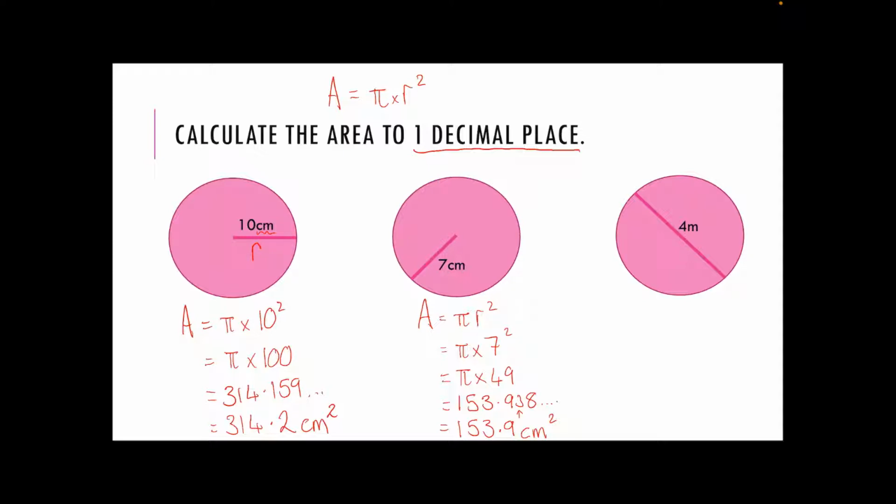For our final one, we have got 4 metres. So if that is my diameter, we know that the radius is half of that. So our radius is going to be the 4 divided by 2, and that's going to give us 2 metres. So area is equal to pi r squared. So we've got pi times 2 squared. And so 2 squared gives us 4. If I pop that into my calculator then, gives us 12.566. The 6 tells us we need to round up to 12.6. This time my units were metres, so my final answer is going to be metres squared.